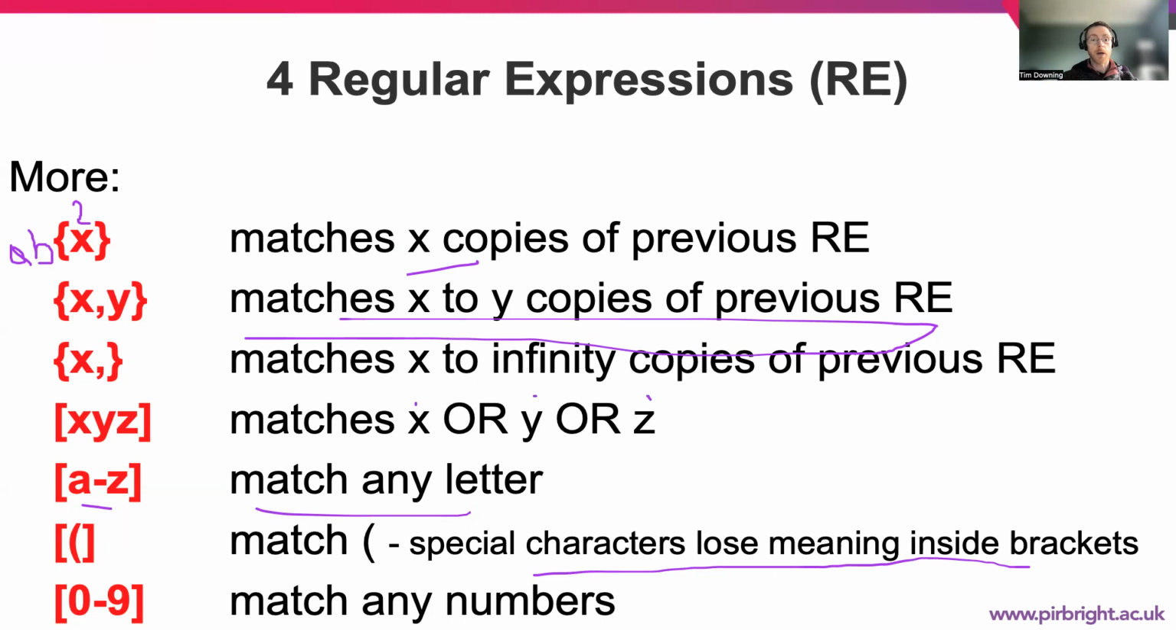Then we have numbers as well. So if we put numbers in square brackets too, we'll match any of these numbers, any single digit set of numbers. If we want multiple digits, we have to put this pattern twice. So let's look at examples of these.